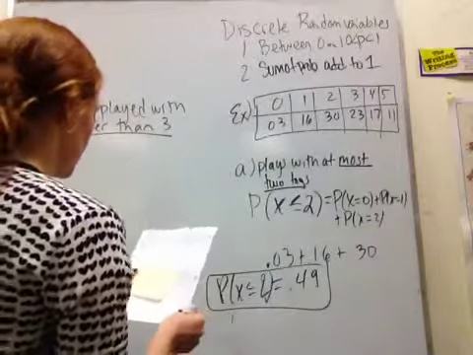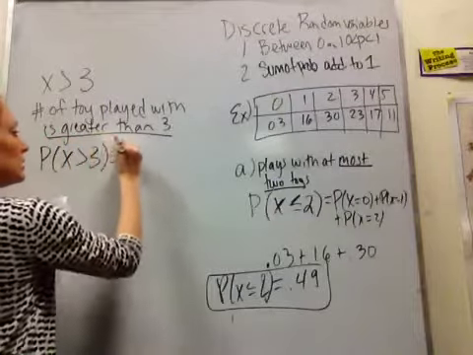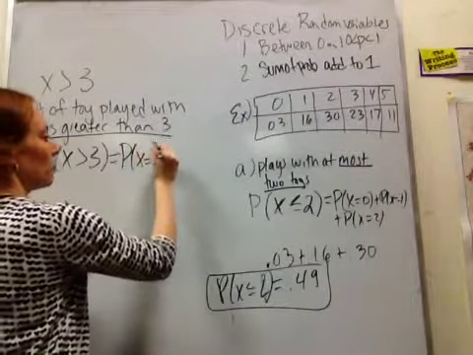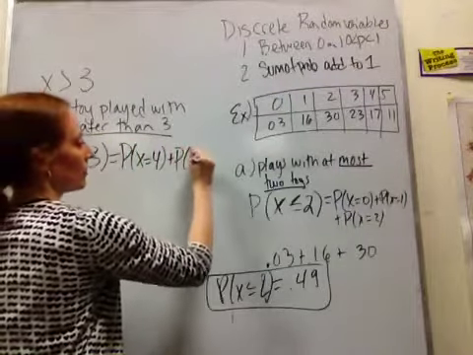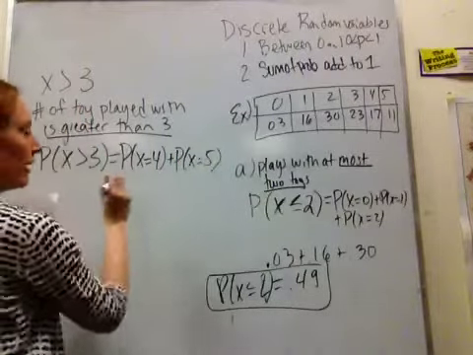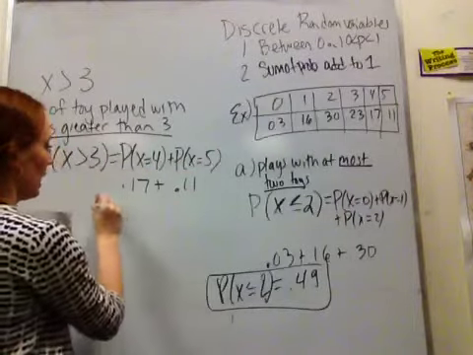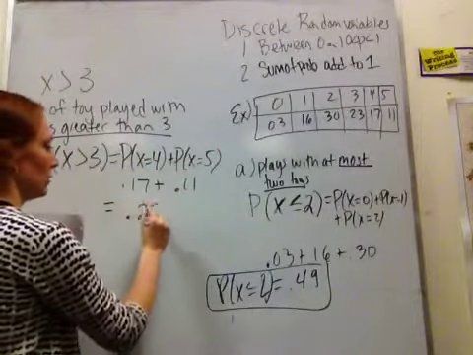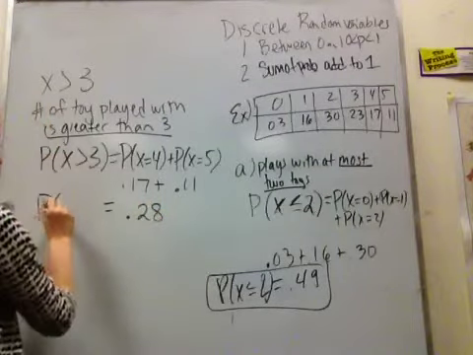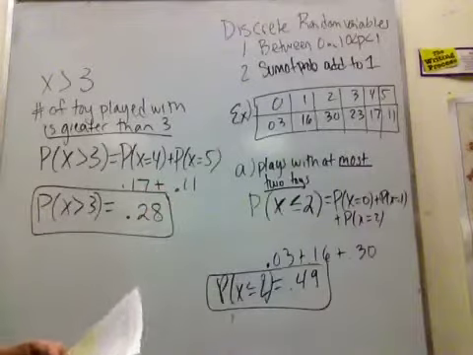So we can set that up as X has to be greater than 3, which would be the probability of them playing with 4 toys plus the probability of them playing with 5 toys. When we find those two values, we have 4 toys, 0.17, and 5 toys, 0.11. We add those two together, we get 0.28. So the probability that the kids played with more than 3 toys is 0.28.